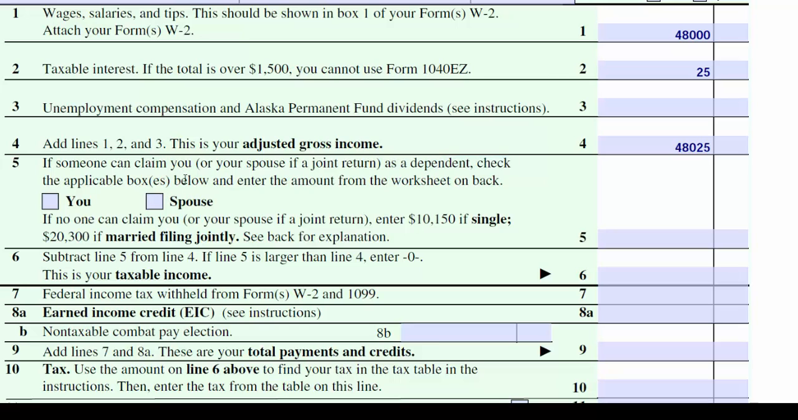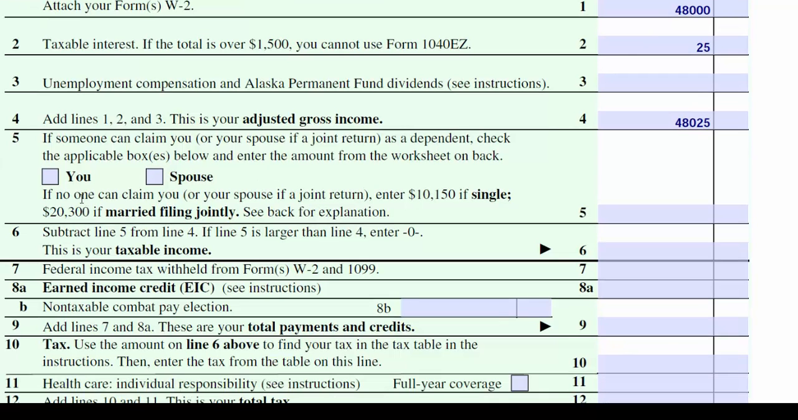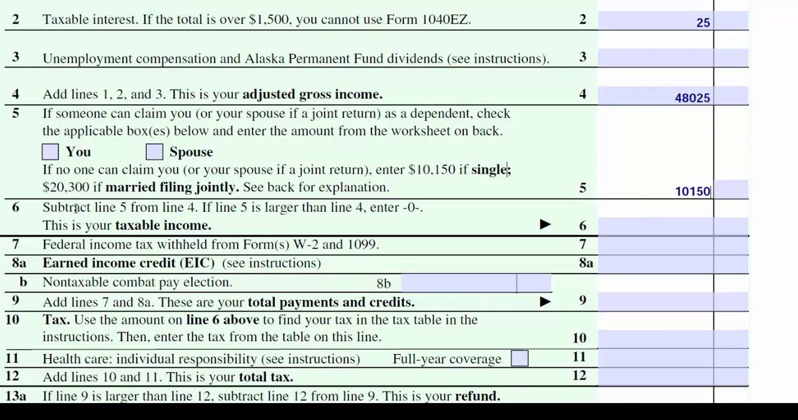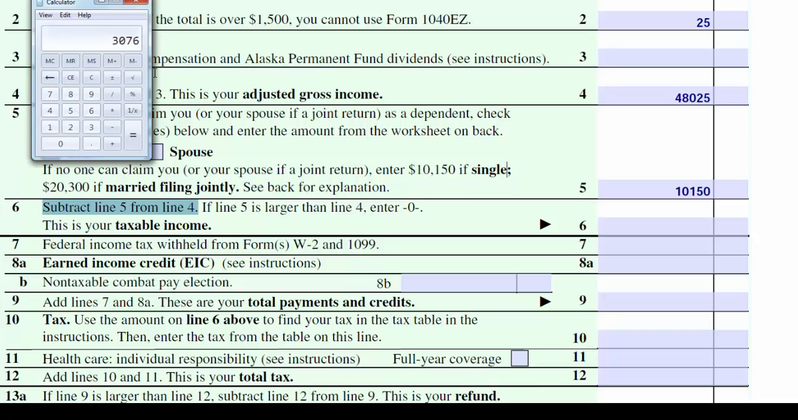It says to check the boxes below if someone can claim you as a dependent. If no one can claim you, meaning you are independent, we'll enter 10,150 if a single person, which in this case Herbie is, or it'd be double that at 20,300 if he was doing a married filing jointly return. He is single. There we go. Now it's going to tell us to subtract line 5 from line 4. That shouldn't be all so bad. We will go ahead and clear this out. And we'll start typing in the 48,020. Oops.